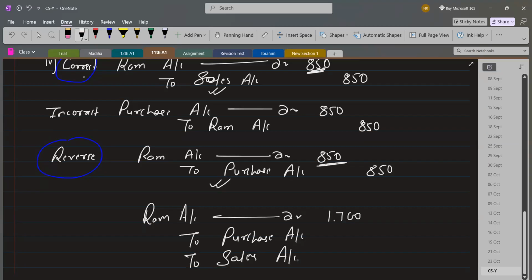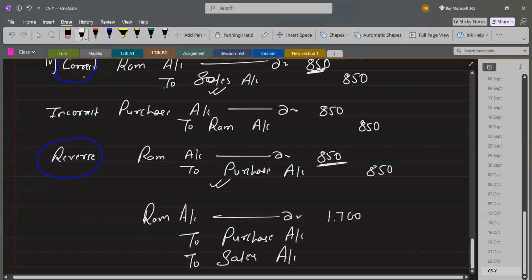You can leave only the two entries which are common, so you have to write only one of them. Because in the Ram account, you can see there are two Ram accounts, so we have written only one and we have added the amounts together. To purchase, to sale, we have to write from here, and to purchase, we have to write from here. So 850 for purchase, 850 for sale. Is this clear?